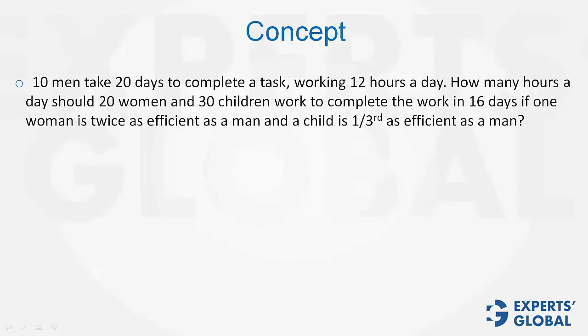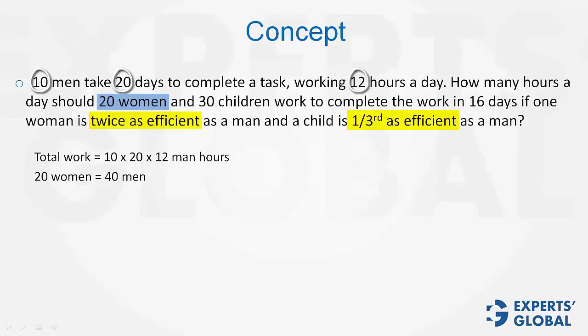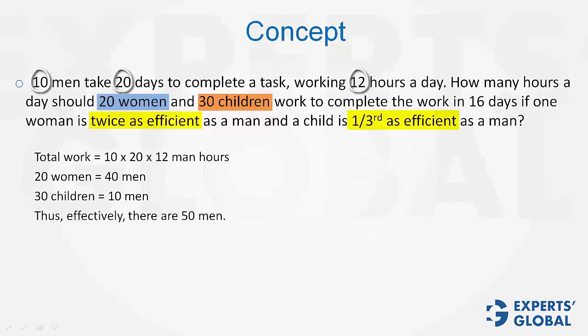In this question, there is one more catch, that there is an efficiency difference. So see, total work is 10 men working for 20 days, 12 hours a day. So the work involves those many man-hours. 20 women, it is told, are equivalent to 40 men in efficiency, and 30 children are equivalent to 10 men. So the new team effectively has 50 men.